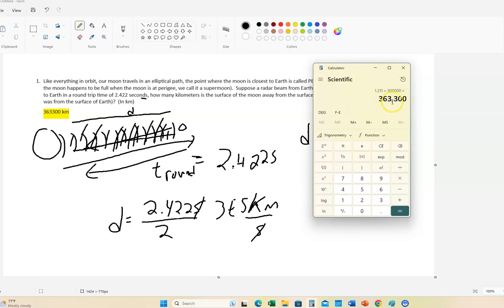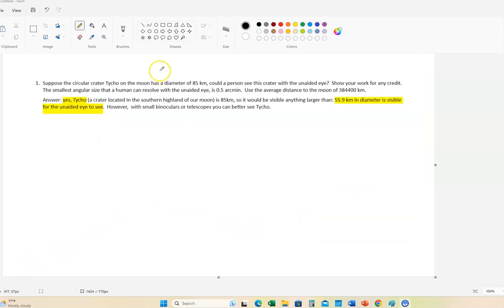363,300 kilometers. All right, so that is indeed the answer. All right, let's do the next one. So here's our third problem.